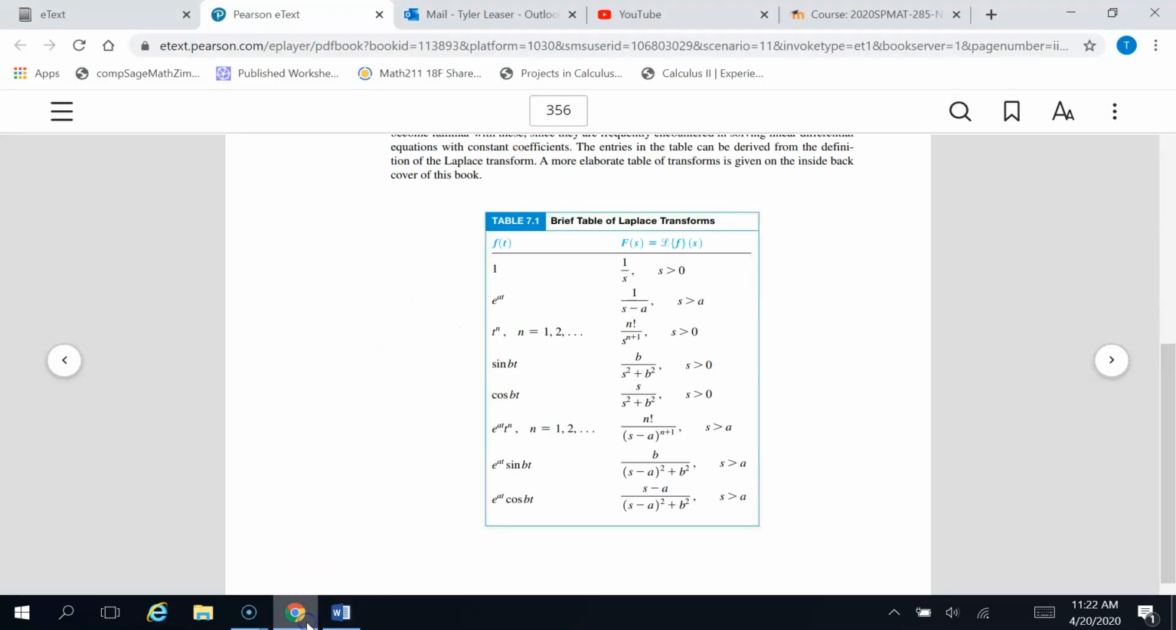What you're going to have to do is go to the book. So here's the book. This is page 356, and they just have a table with a lot of very common Laplace transformations. So here you see the constant 1. The Laplace transformation of that is 1 over s. e to a constant t is 1 over s minus that constant a. And then they have a bunch of different other ones. So if you ever have to do a Laplace transformation for any of these common functions, we already have a transformation here with the restriction.